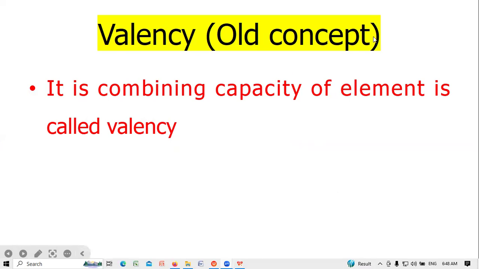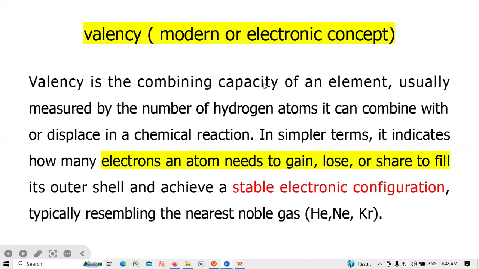Valency is also defined in the modern concept. In the old concept, the combining capacity of an element is called valency. In the modern concept, valency is the combining capacity of an element, usually measured by the number of hydrogen atoms it can combine with or displace in a chemical reaction.